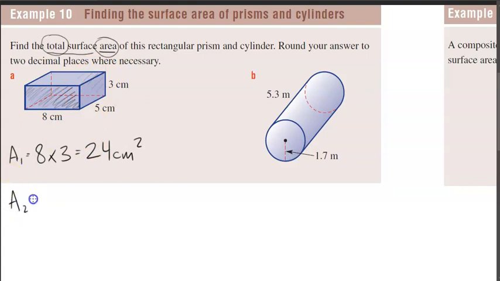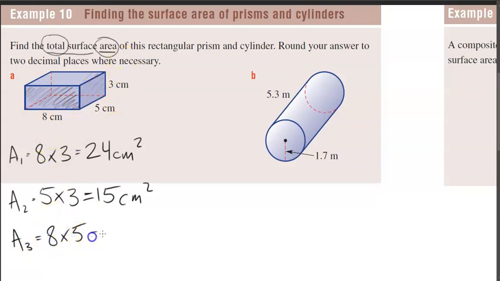Area 2, we can do the side. So this can be 5 by 3. So this is equal to 15 squared centimeters. And then area 3, which we can do the top, this can be 8 by 5. So this is 40 squared centimeters. So if we want to be specific with this one, area 1 here, area 2 on the side, I'm trying to write it as flat as I can, area 3 on the top.